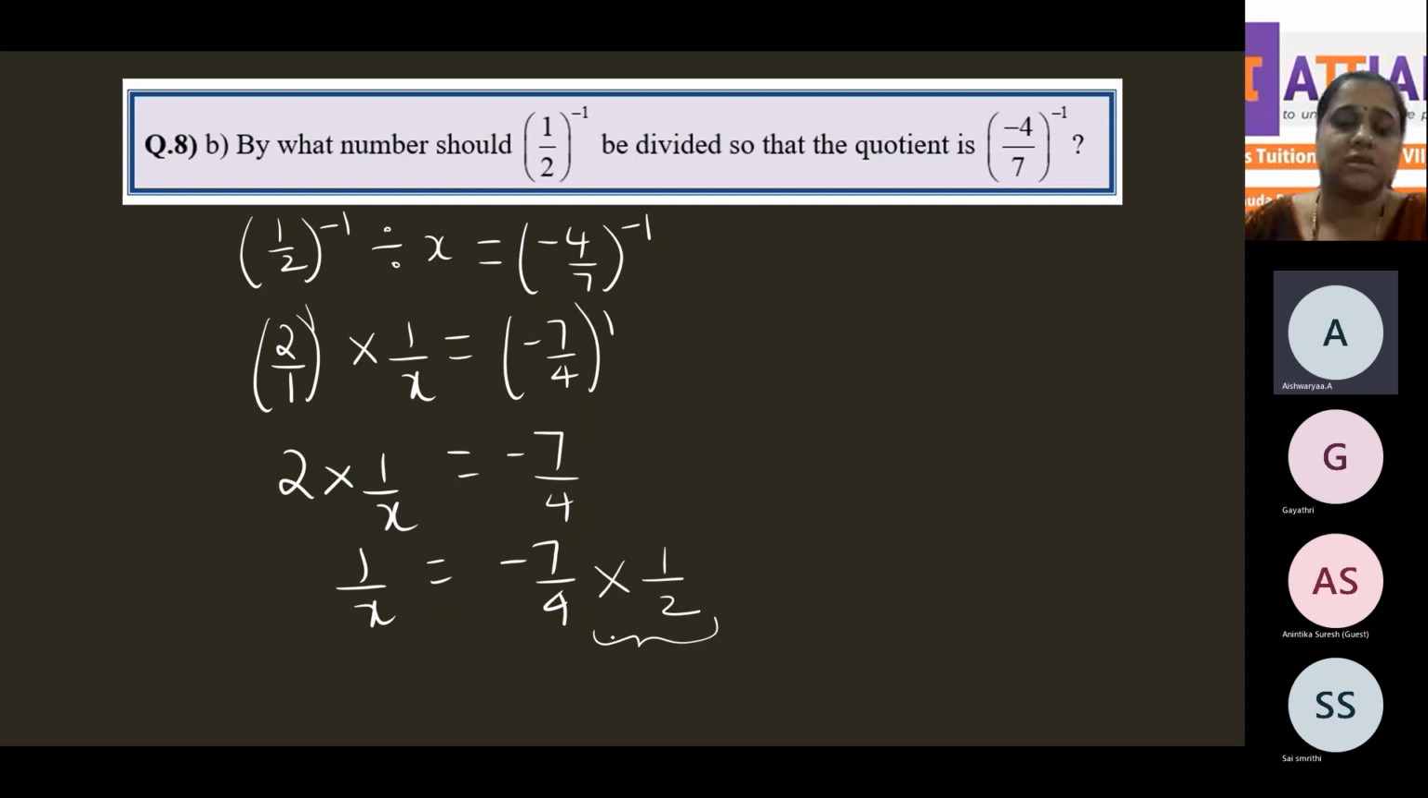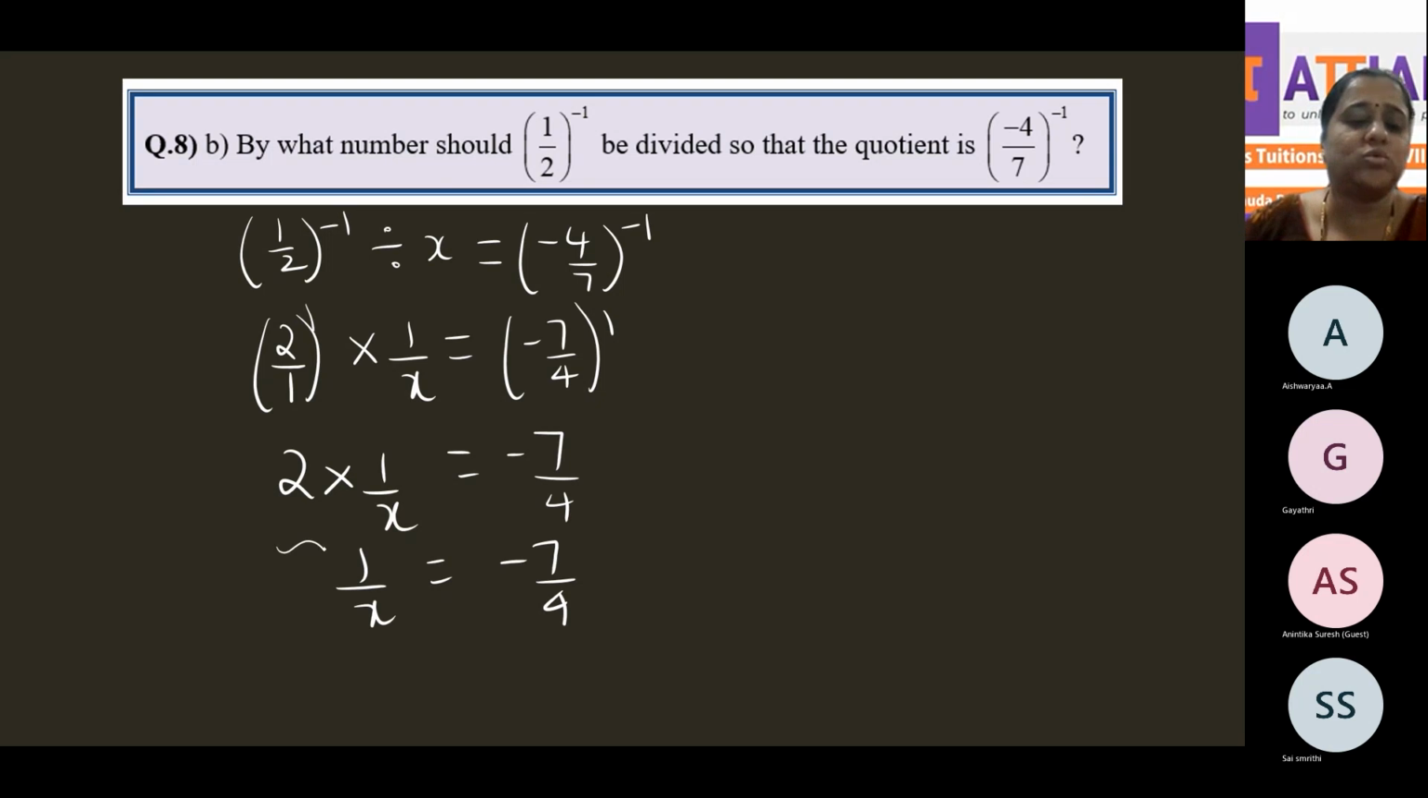Yes, ma'am. Is it into 1 by 2 or 2 or what is it? Ma'am, when we're writing 1 by x is equal to minus 7 by 4, it will become 1 by 2 because you're taking the reciprocal when you're taking it to the other side. Okay, what is it on this side? What is 2 on this side? 2 means what here? It's multiplied with 1 by x.